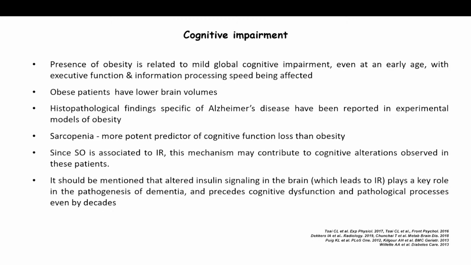And on histopathology, findings specific to Alzheimer's disease have been reported in experimental models of obesity. Sarcopenia is a more potent predictor of cognitive function loss than obesity. And since sarcopenic obesity is associated with insulin resistance, this mechanism may contribute to the cognitive alteration observed in these patients.